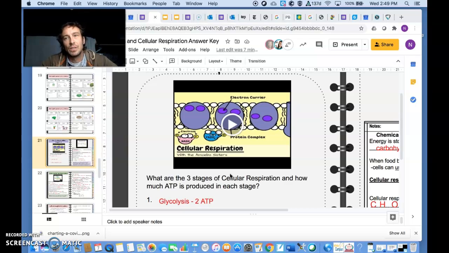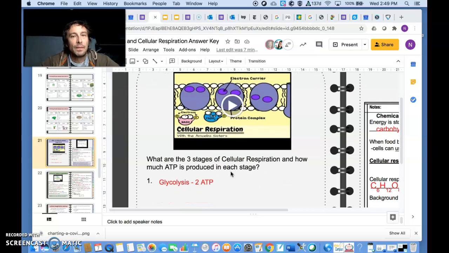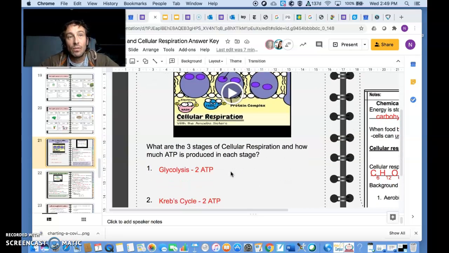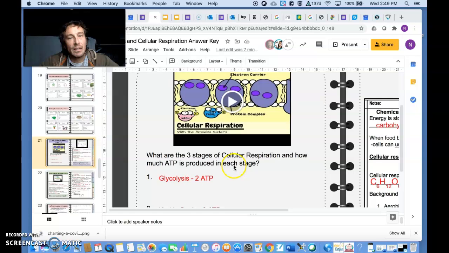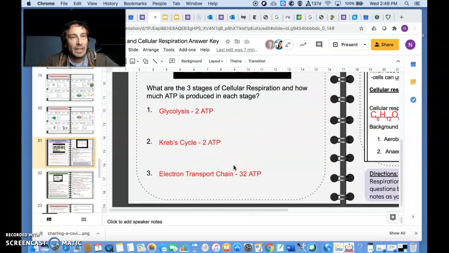Cellular respiration is a cellular process taking place in all types of cells that we've talked about so far. So not just animal cells, but also plant cells. And this process is in 3 stages. So remember, photosynthesis was 2 stages. This one is 3 stages.